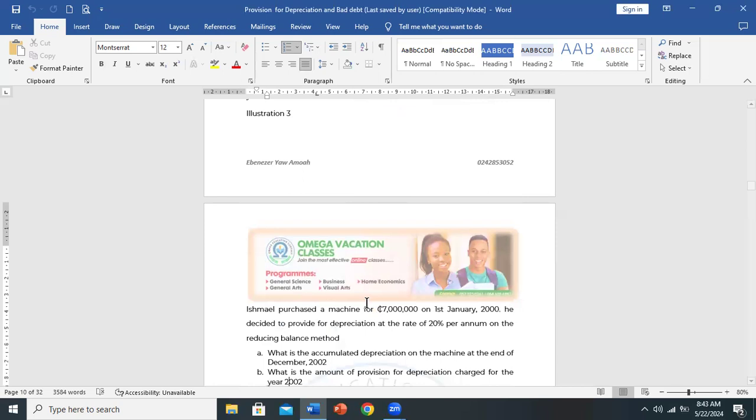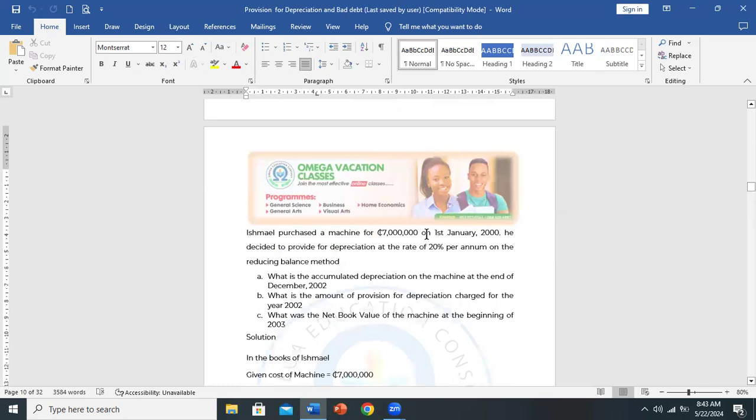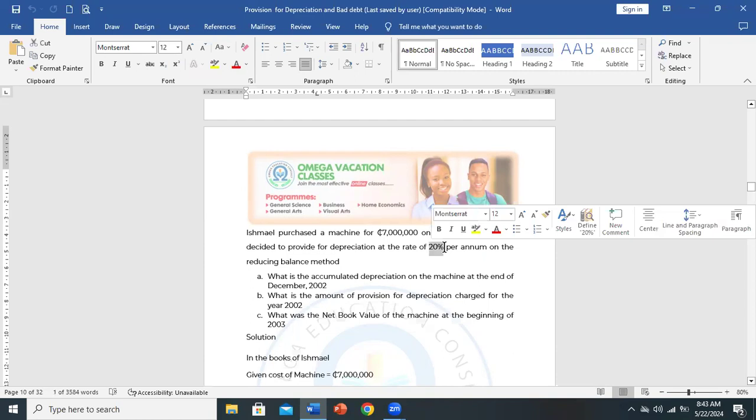So Ishmael purchased a machine for 7 million cedis on 1st January 2000. He decided to provide for depreciation at a rate of 20% per annum on the reducing balance method. A: What is the accumulated depreciation on the machine at the end of December 2002? B: What is the amount of provision for depreciation charge for the year 2002? Then, what is the net book value?